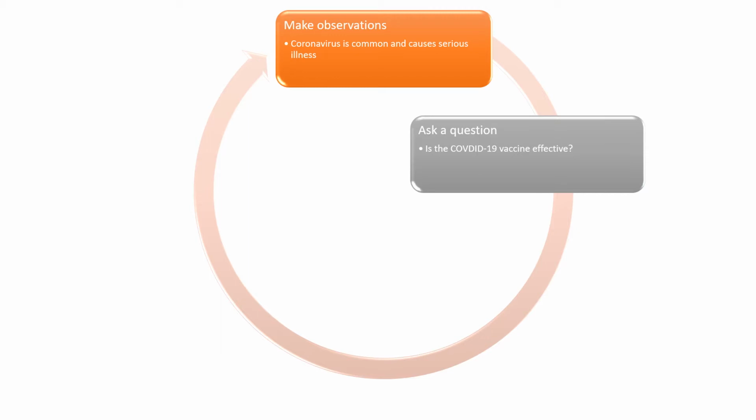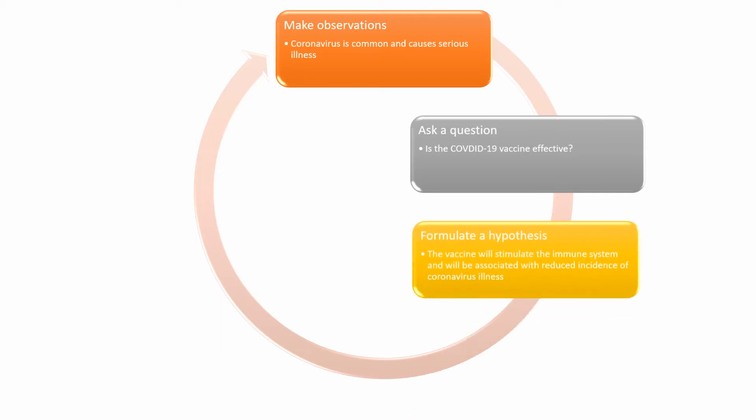Now, you have to consult prior knowledge until you can formulate your own hypothesis. Say, for instance, we can say that the vaccine will stimulate the immune system and will be associated with reduced incidence of the coronavirus illness, because we know for a fact that being vaccinated by the COVID-19 vaccine does not entirely free you from contracting the virus itself. It just lessens the severity of the effect of the coronavirus to the person who was targeted by the virus.